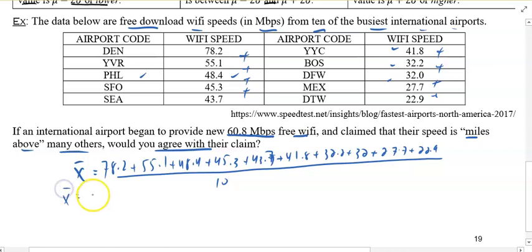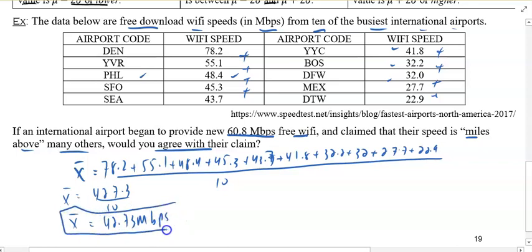The mean turns out to be 427.3 divided by 10. The average is 42.73 megabits per second. That's the average. But this company is introducing 60. Well, I need to figure out the standard deviation.